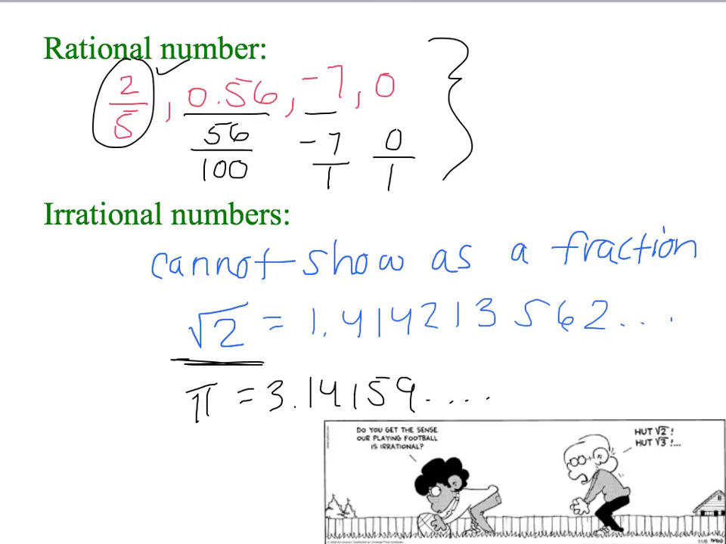So if you can show it as a fraction in some way, then it's going to be a rational number. Another way to look at it would be to say that rational numbers are finite, so they have an end and you can see the end of the number, whereas numbers that are irrational are not finite, as in they go on forever.